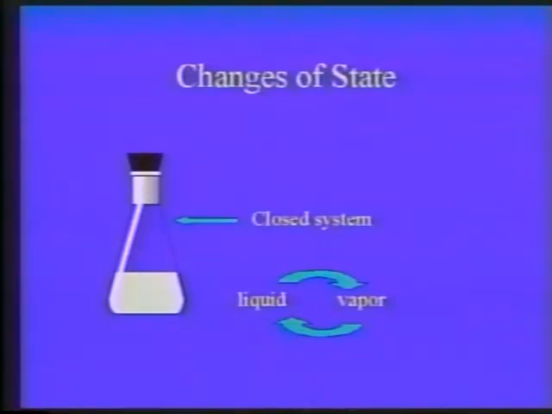And you have this process set up in this closed container such that the liquid is becoming a vapor and the vapor is becoming a liquid in something that is called a dynamic equilibrium. We'll talk more about that later. So in a closed system, you're going to reach a certain vapor pressure, and as long as you hold the temperature constant, your vapor pressure will not increase. Got that? It will not increase.